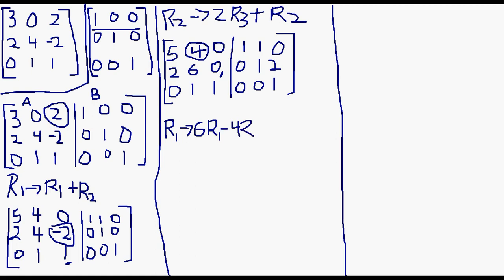So let's quickly put the operation inside here. So we are working on row 1. So let's put everything down again. So let's put row 2 and row 3 down. So 2, 6, and then 0, and then 0, and then 1.